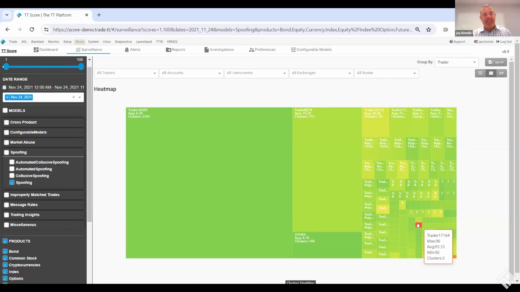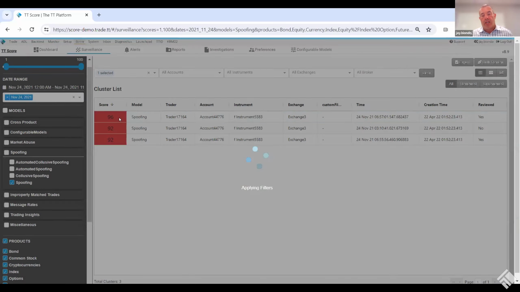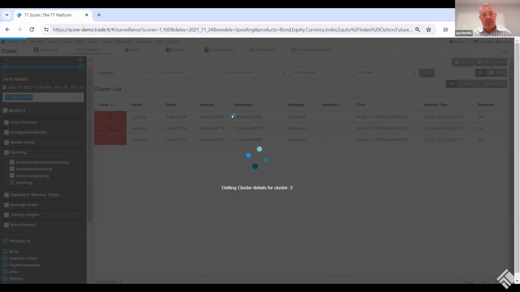So this is the needle in the haystack within this data set that we want our users to be aware of when they log into TT Score in the morning, and to show it to them visually so they're as efficient as possible with their daily reviews. That is the practical application of machine learning to trade surveillance that we're able to provide in TT Score. Once you've identified that needle in the haystack, you can click on the square. It will bring you directly to the alerts that comprise that square.